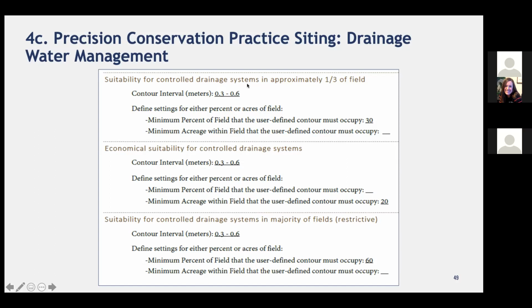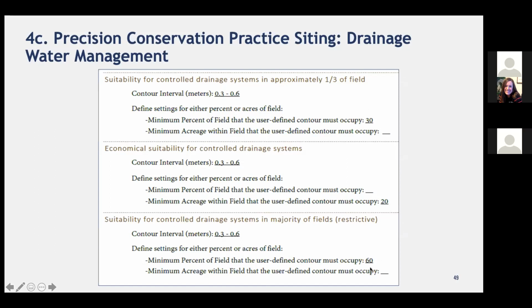If we're looking for suitability for approximately 1/3 of the field, you can see that that's a percentage, and that's indicated in that minimum percent of field. If we're looking at economic suitability, perhaps an acre threshold within a field is more appropriate, so 20 acres, for example. And if we're really looking for a restrictive set of criteria for suitability of drainage control systems, perhaps the minimum percent of field would be closer to 60.